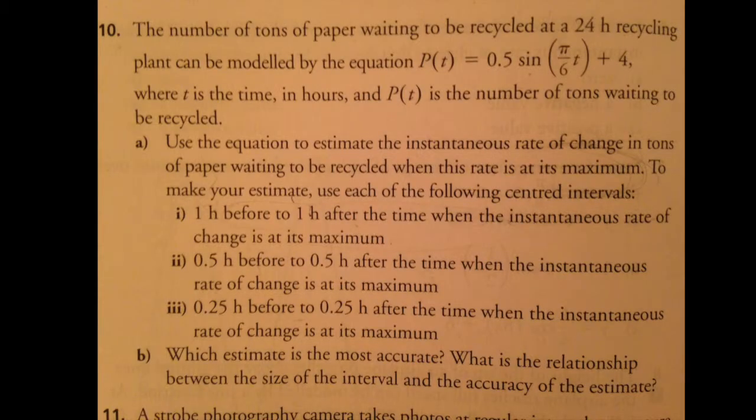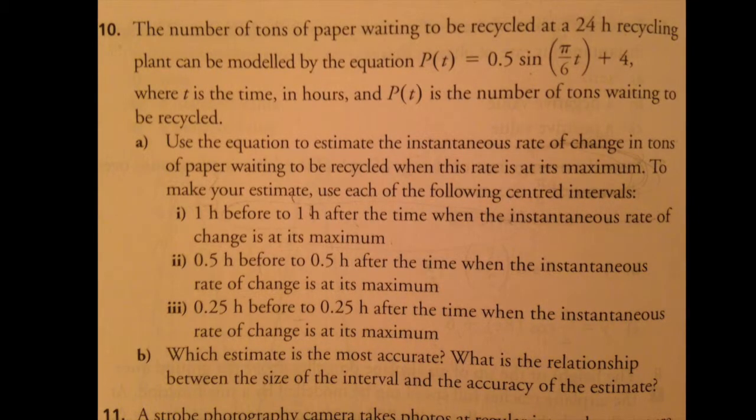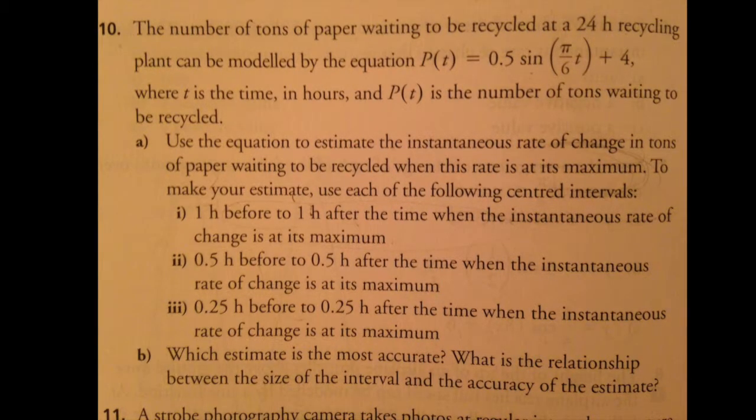The number of tons of paper waiting to be recycled at a 24-hour recycling plant can be modeled by the equation P(t) equals 0.5 sine (pi over 6 t) plus 4, where t is the time in hours and P(t) is the number of tons waiting to be recycled.